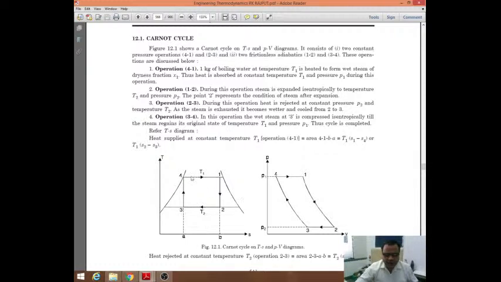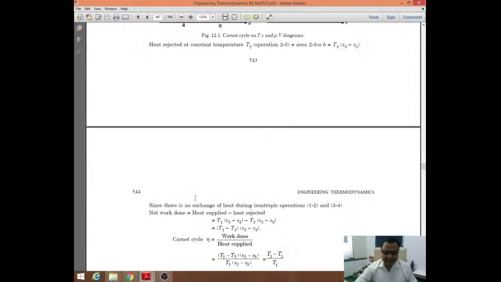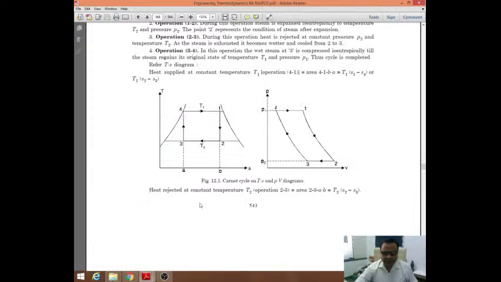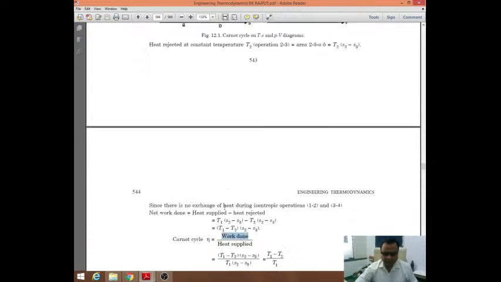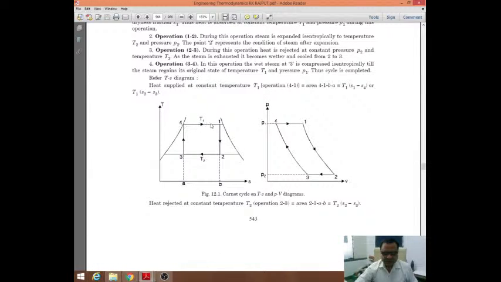Means the net work obtained from the cycle is the work obtained from the turbine minus the work required for this compression process 3 to 4. So if you analyze this process, we are getting a very simple equation, that efficiency of the Carnot cycle is nothing but the ratio of the work done, that is the turbine work minus the pump work, and the heat supplied, that is the heat which is supplied during process 4 to 1.